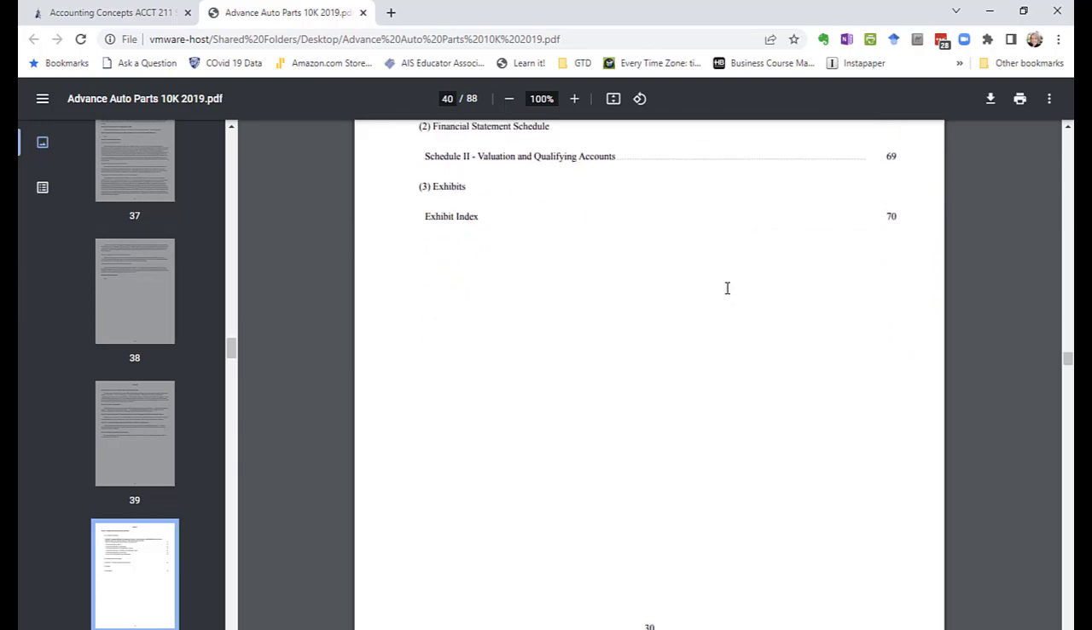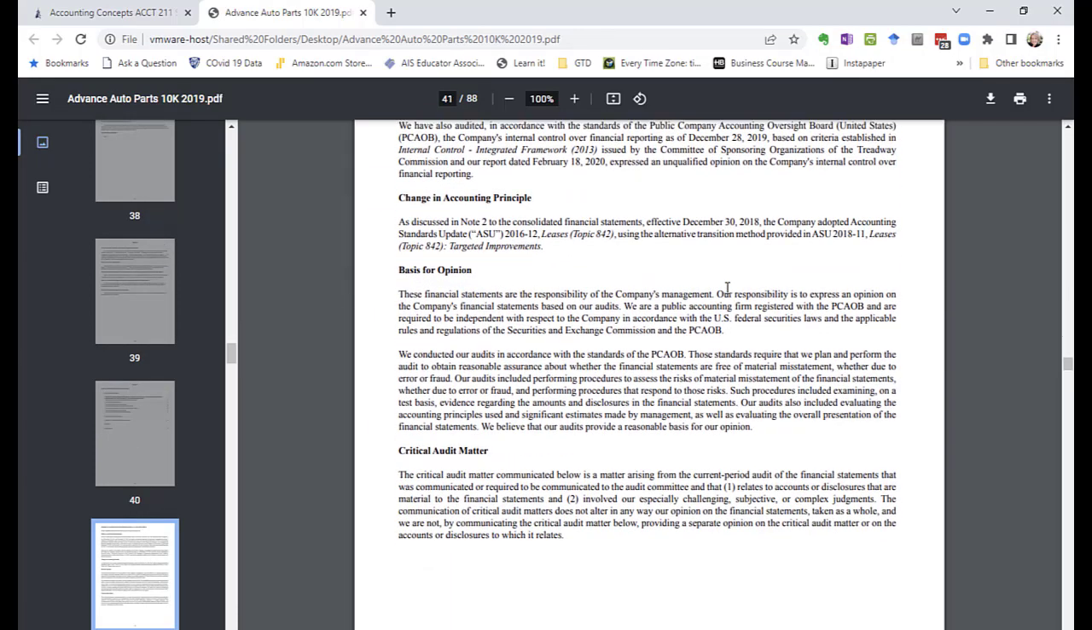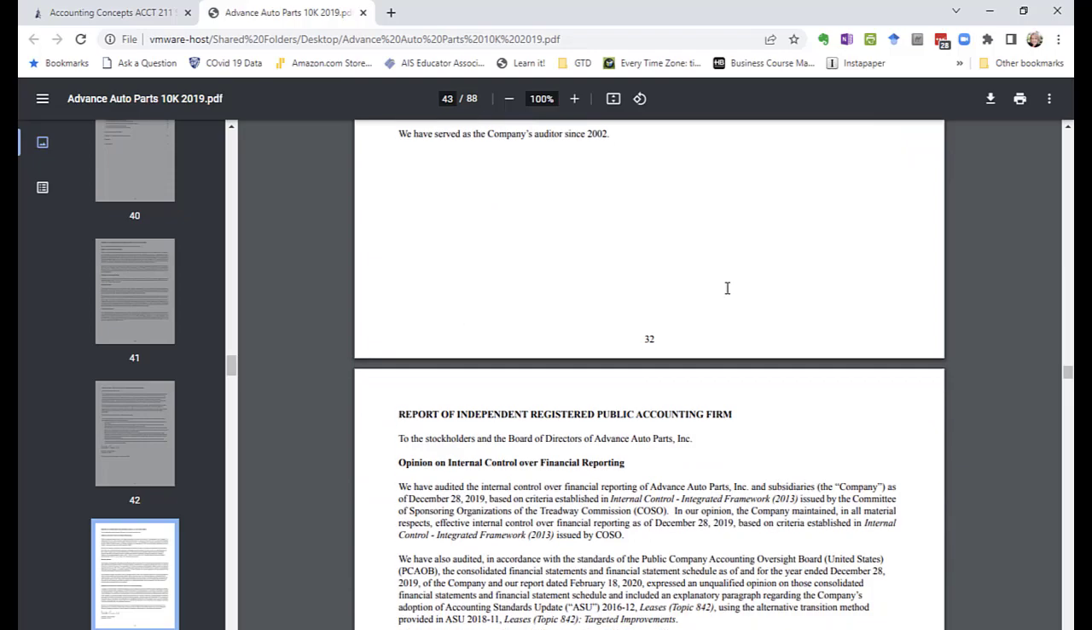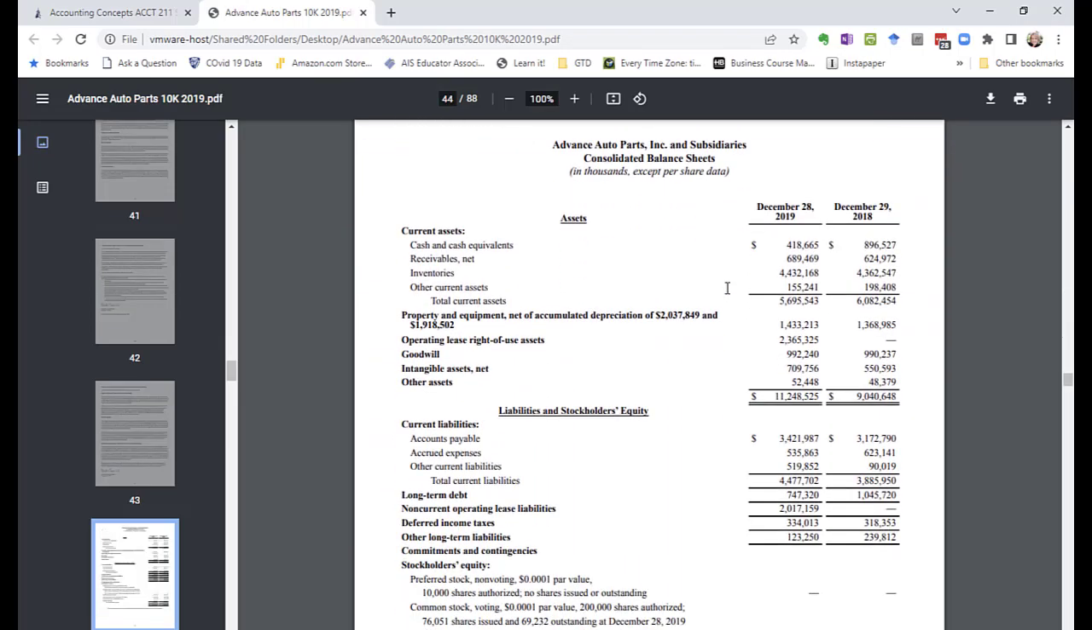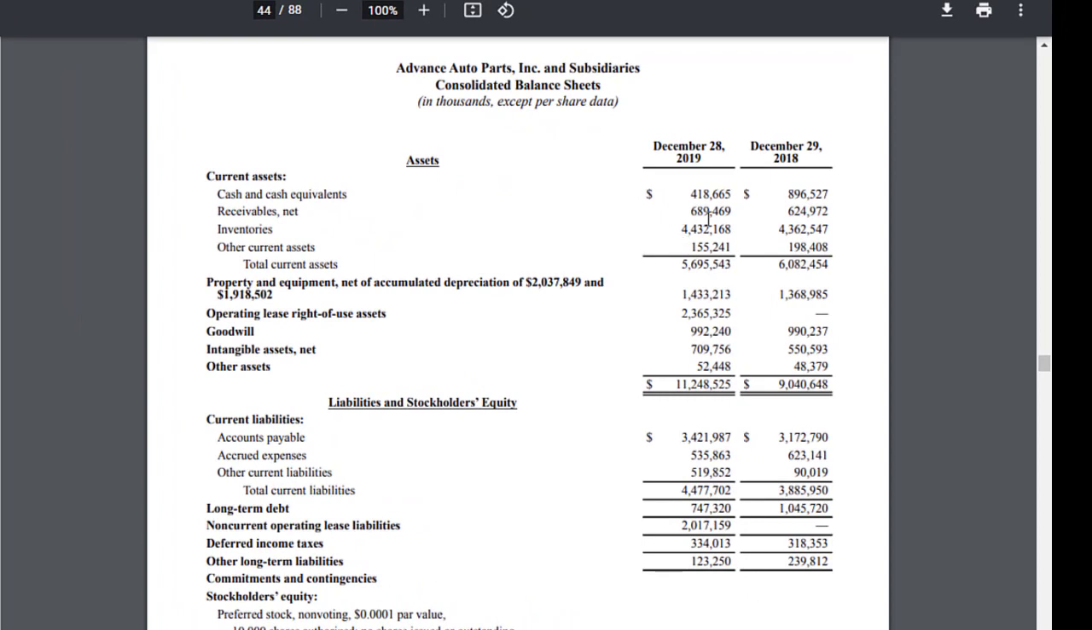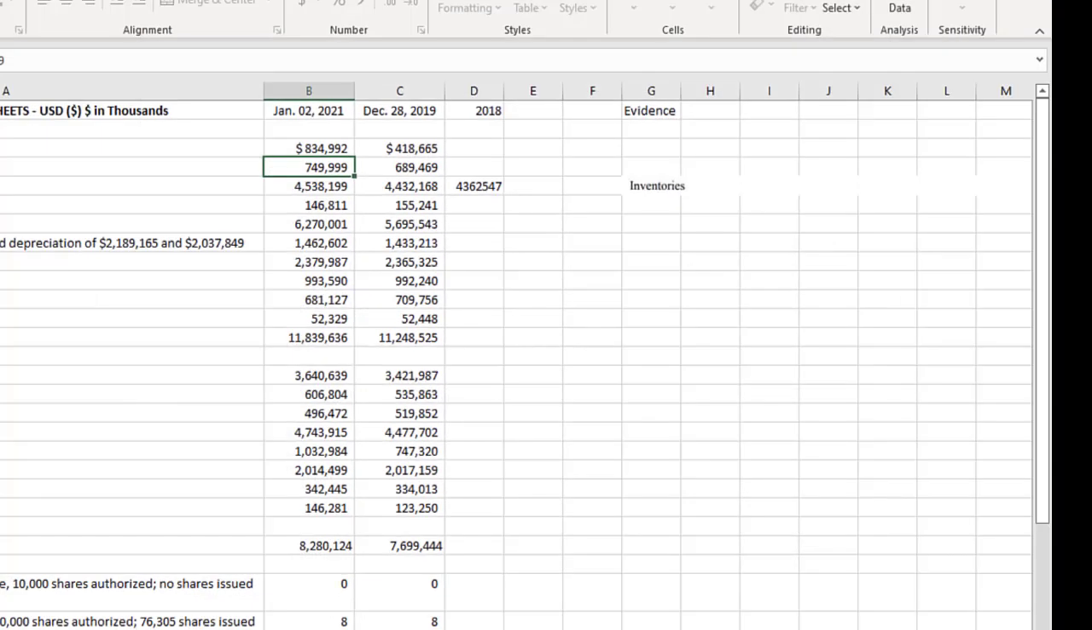Okay, so let's find the balance sheet. Okay, here's my balance sheet. So my receivables for 2018 is this number right here. I'm going to see if it'll copy over first. I'm going to paste it right here. It didn't. That's okay. Sometimes they'll copy and sometimes they won't.